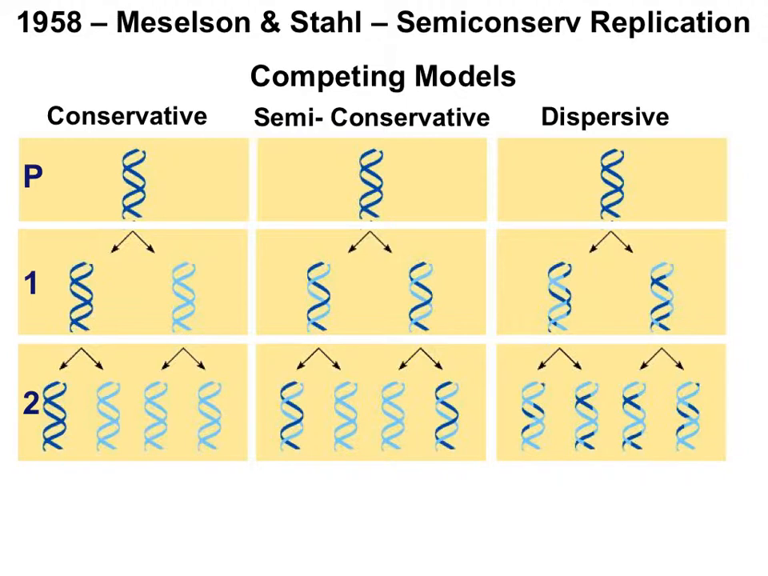In this model, DNA replication is kind of a patchwork process where each newly made double-stranded DNA ends up being a patchwork of the original DNA and the newly made DNA. One critical experiment set the record straight of which one of these is right.